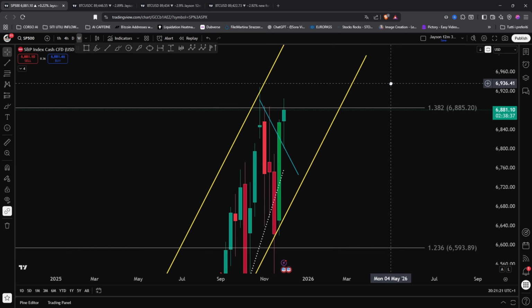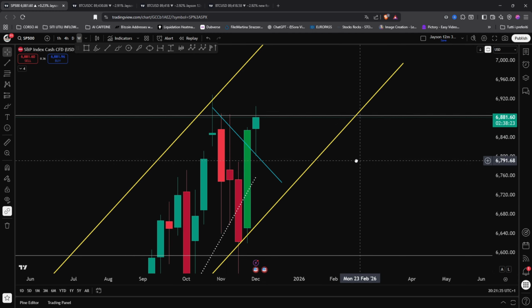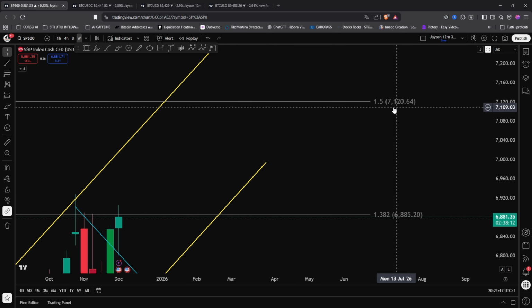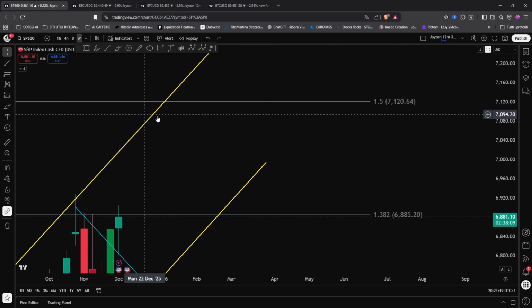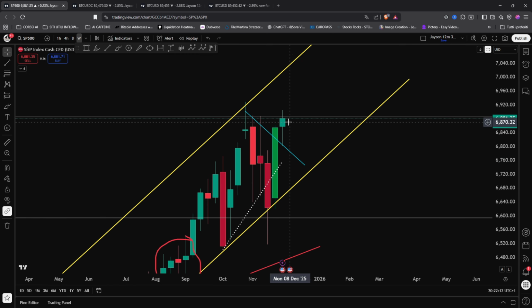Up where? We are at resistance now, the Fibonacci level 1.382. We tried to break it one, two, three times. This is the fourth time. I think we will break it. We'll try to reach at least $7,000. Maybe higher, maybe 7,120, around this level, okay? Now we have a prediction, call it that, for the Standard & Poor's.